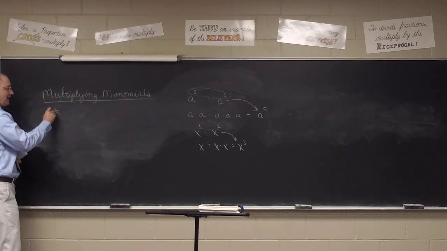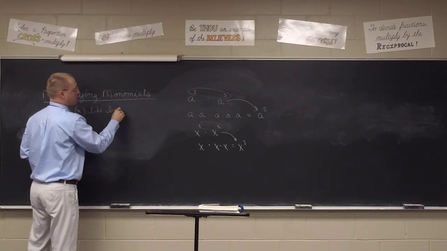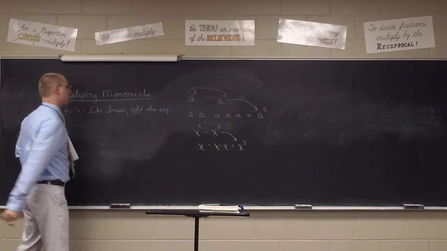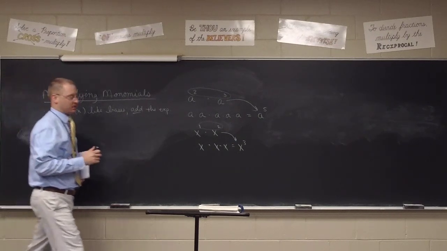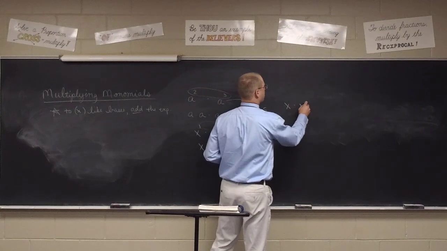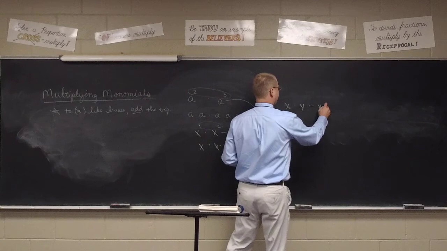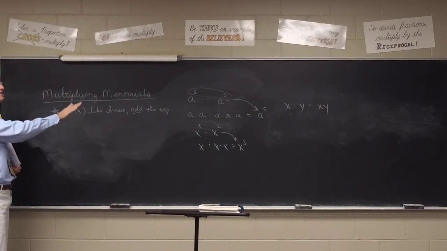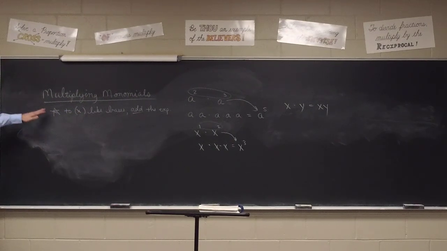To multiply like bases, add the exponents. Now, why do I say like bases? Because what do you get if you multiply an x times a y? xy, right? There is nothing squared because there's not two of anything. It's just xy. We don't add those exponents because they're not like bases. But a's are like bases, x's are like bases to each other. So say this with me, class. To multiply like bases, add the exponents.